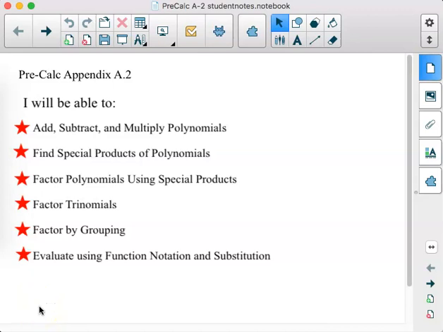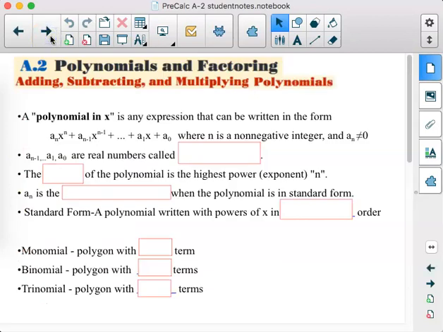This is the lesson for pre-calculus for Appendix A2, where we will add, subtract, and multiply polynomials, find special products of polynomials, factor polynomials using special products, factor trinomials, factor by grouping, and evaluate using function notation and substitution. And for the first day, we'll try to get through example number 8. So, away we go. Polynomials and factoring, adding, subtracting, and multiplying polynomials.